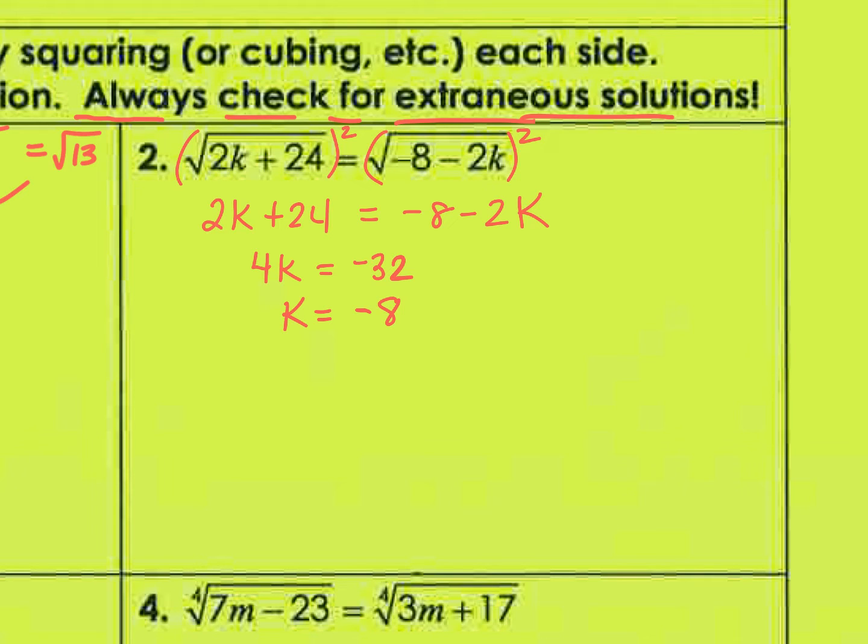So check your answer. Did you get it? Now we have to actually check it. So we're going to do 2 times negative 8 is negative 16 plus 24, which is 8. And then we do negative 8 minus 2 times negative 8. So that would be positive 16 minus 8, which is 8. So we end up with something that works. On both sides, it's the same. Okay? So this is our answer.